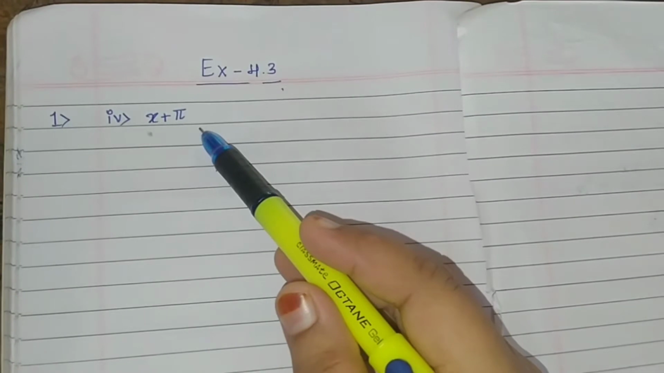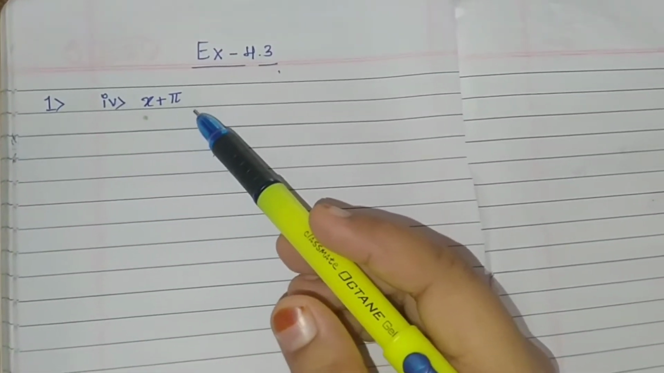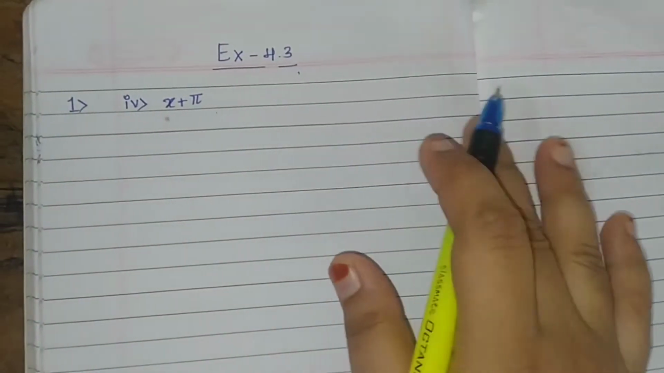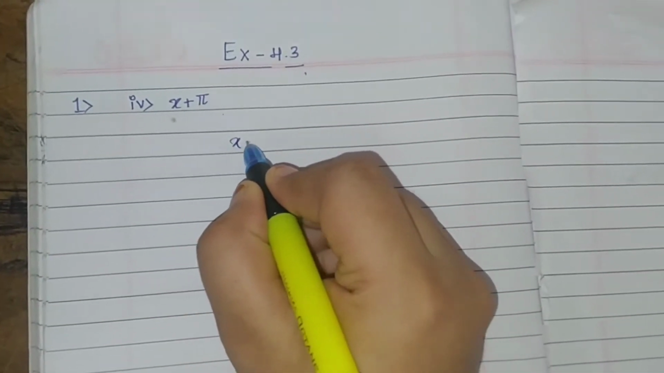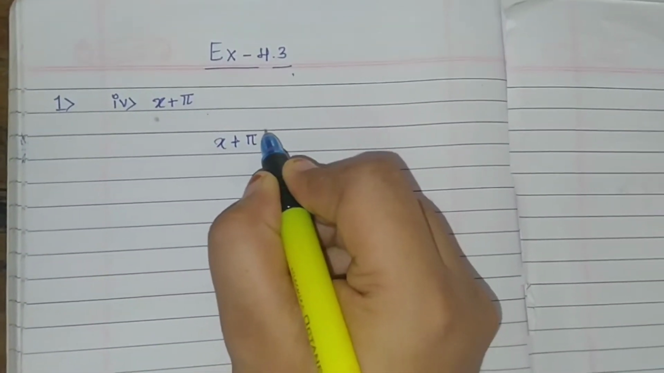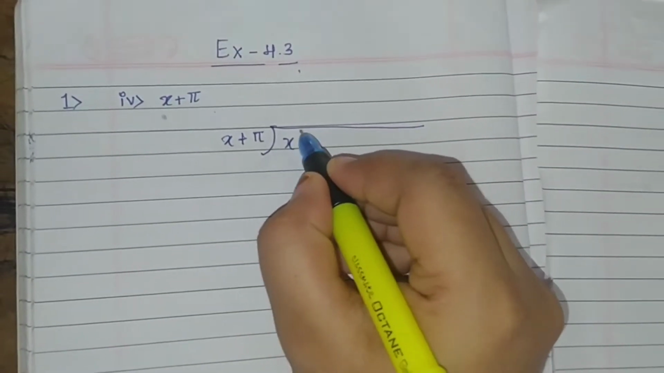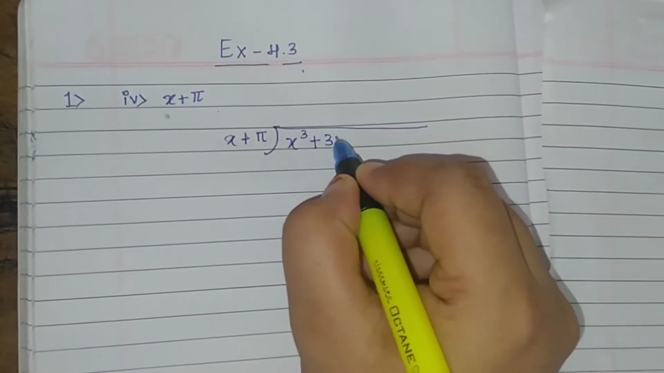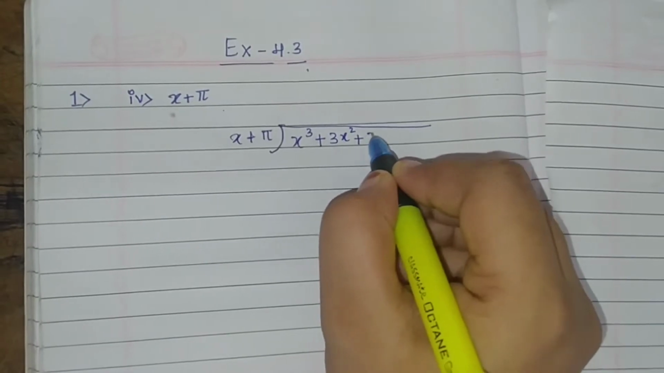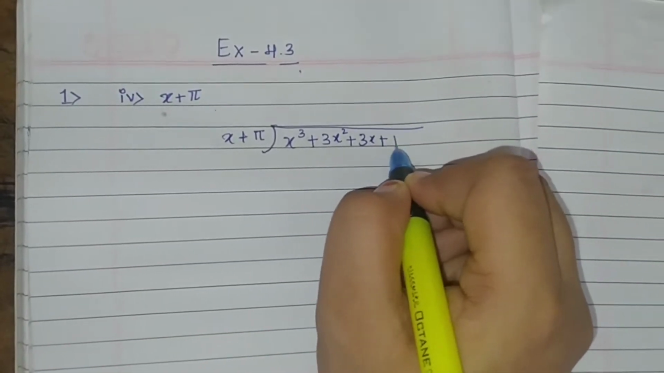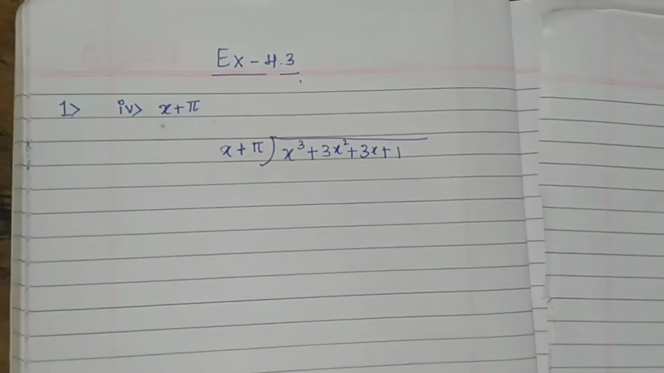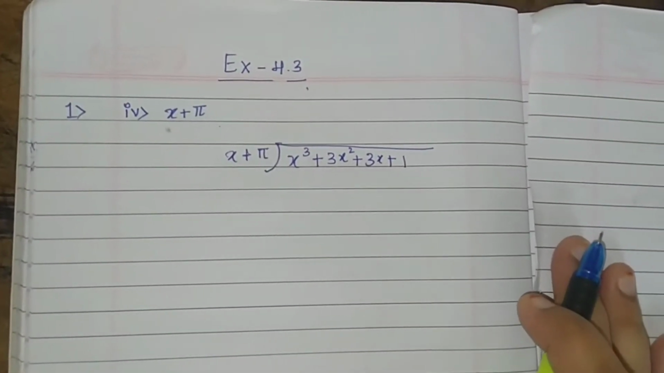Okay, so here the divisor they have given is x plus pi. What you have to do here is consider the same dividend again. So x plus pi is your divisor, and your dividend is nothing but x cube plus 3x square plus 3x plus 1. Okay, so now the same procedure you have to follow here.